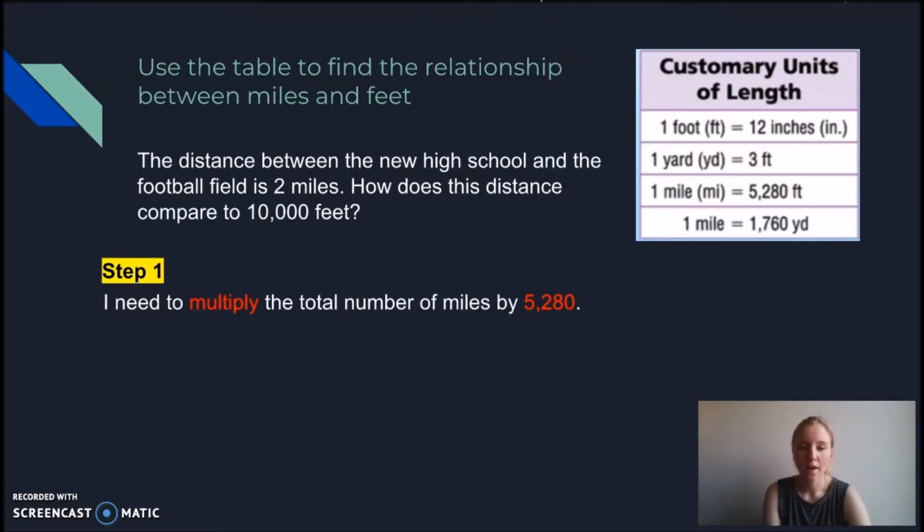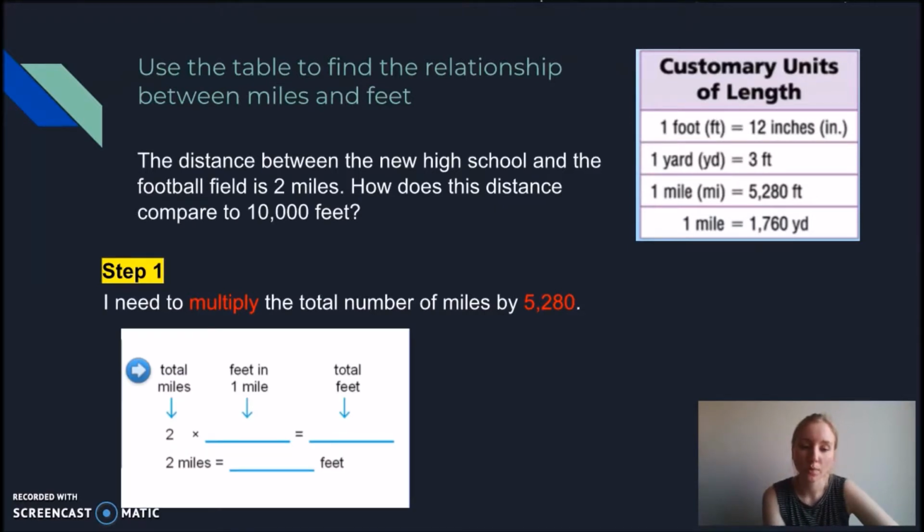So we need to multiply the total number of miles by 5,280. Why do we need to do this? Well, if you look at the chart right above, 1 mile equals 5,280 feet. So the total miles, we have 2 total miles. There are 5,280 feet in 1 mile. And if you multiply that, you get 10,560. So 2 miles equals 10,560 feet.